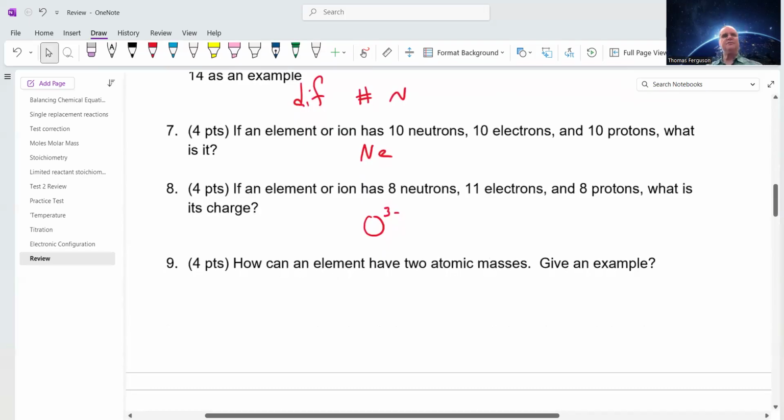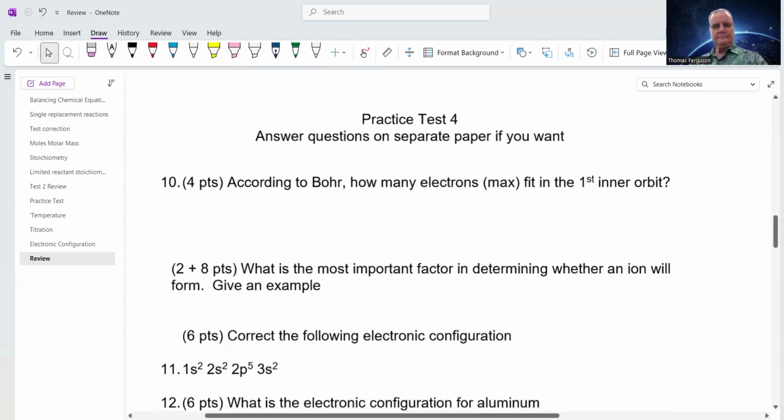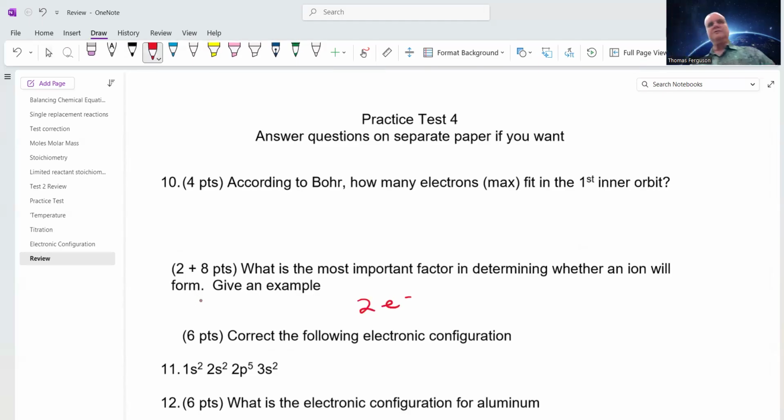How can an element have 2 atomic masses? Isotopes have 2 different masses, different numbers of neutrons. Remember Bohr's, we had a series of orbitals. The innermost orbital can hold how many electrons? Then it goes to 8, and it goes to 18, and keeps building from there.